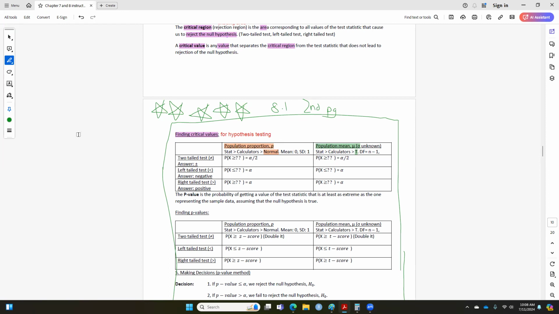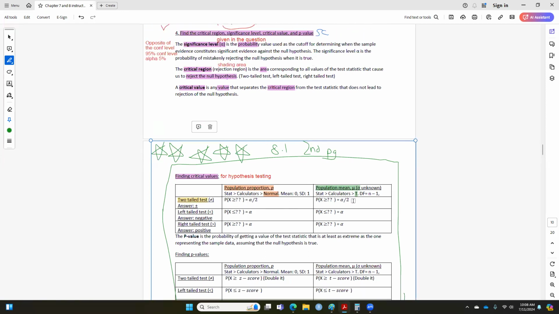Now it depends on what kind of test we have. For a two-tailed test, make sure that your alpha in this case is alpha over 2. So you notice that no matter whether it is a proportion or mean, normal or T distribution, for the two-tailed test make sure you use alpha over 2.